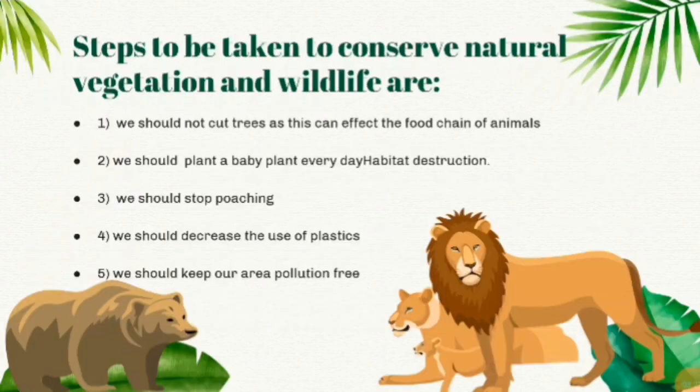The steps to be taken to conserve natural vegetation and wildlife are: stop deforestation, as this can affect the food chain of animals. We should plant a sapling every day. We should stop poaching and decrease the use of plastics. We should also keep our area or environment pollution free.